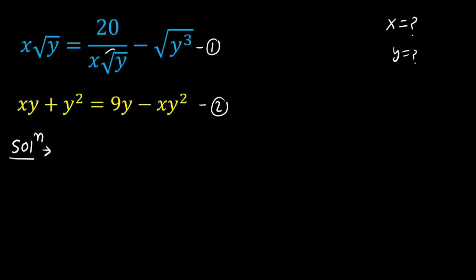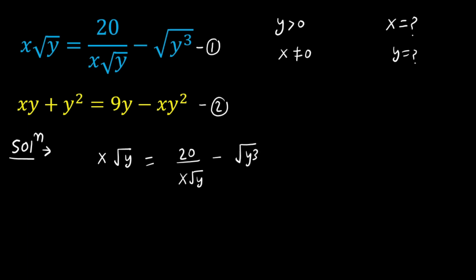Here in the denominator we have square root of y, so y is greater than 0, and in the denominator we have x, so we can say x is not equal to 0. Now equation one is x times square root of y equals 20 over x times square root of y minus square root of y to the power 3.